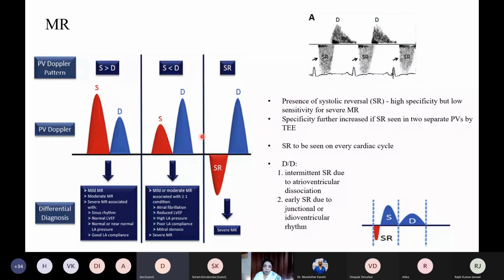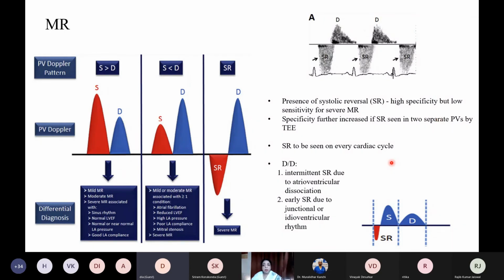But what I wanted to impress upon you is whenever there is systolic reversal in the pulmonary vein, it is always severe MR. It is highly specific, but of course not very sensitive. And to increase the specificity further, what they advocate is that you do pulmonary vein Doppler at many places. Fortunately, there are 4 pulmonary veins, and in transesophageal it is very easy as compared to transthoracic. So when you examine many separate pulmonary veins and show that there is reversal or S is less than D, then the specificity is increased.